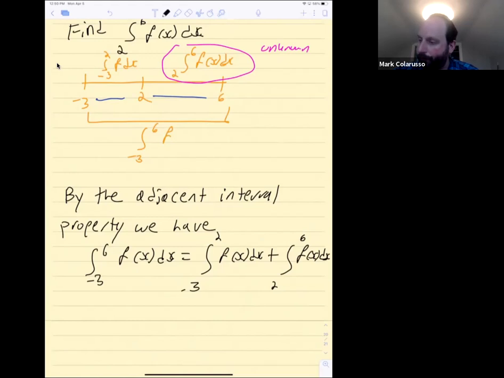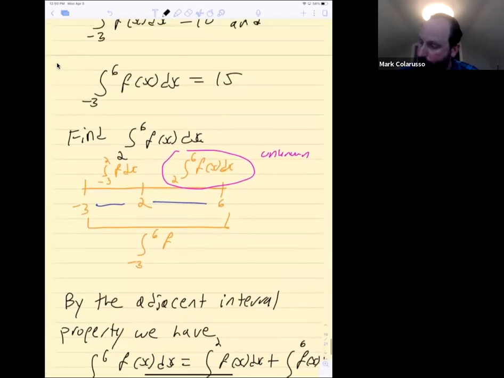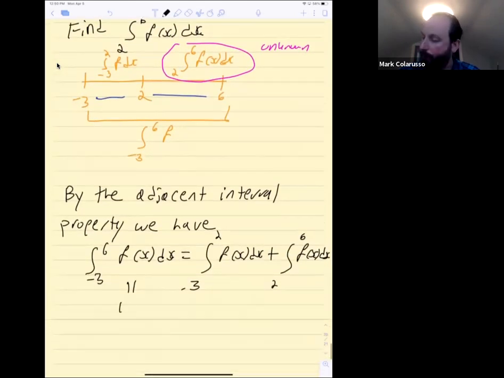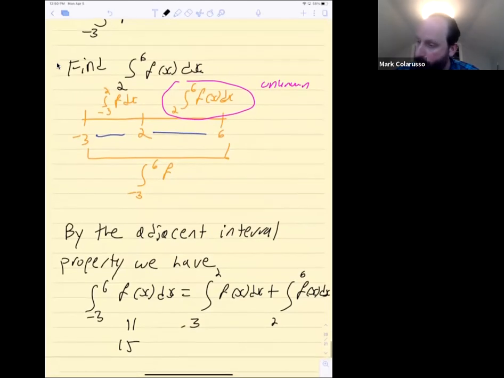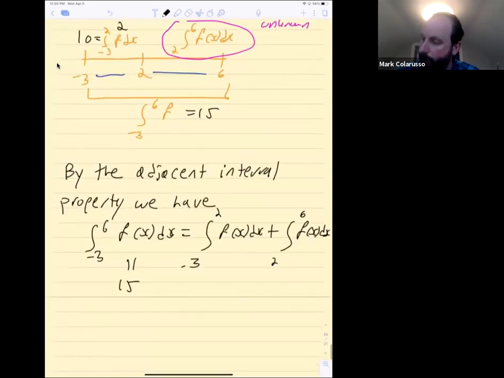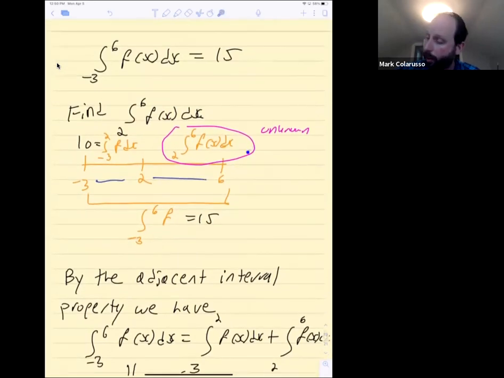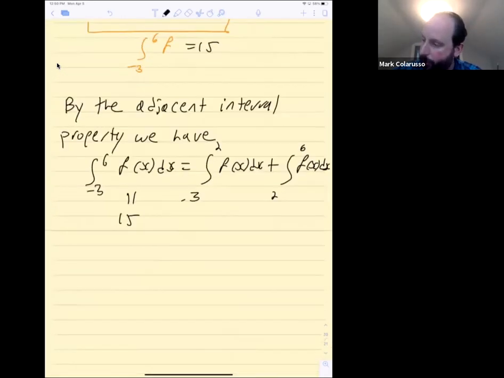Okay, and so we know this, right? This thing is equal to, we were told above what it was, that's equal to 15. We were told that, so this guy is 15. We're told that the integral from -3 to 2 is 10. And then we want to find the one in pink here. So this is equal to 10.